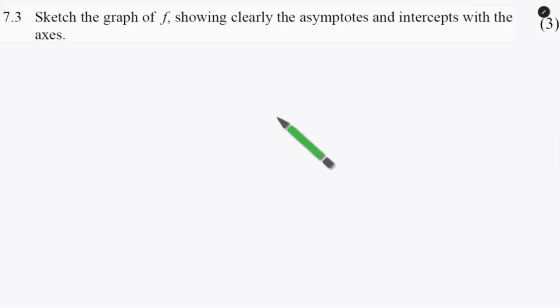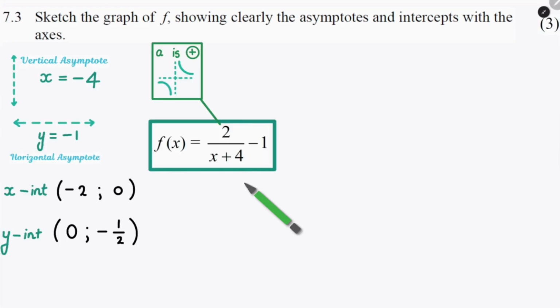In question 7.3, we are asked to sketch the graph of f, clearly showing the asymptotes and intercepts with the axes. So let's see what we know about this graph. We know a lot already. We know where all its intercepts are, all its asymptotes, as well as a is positive, so it's going to be in those 2 quadrants.